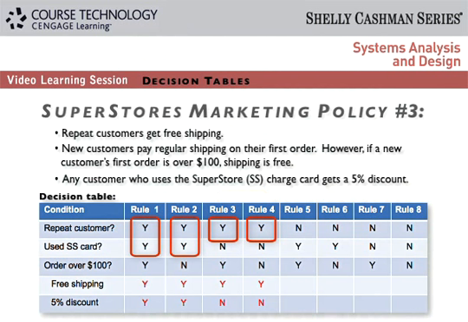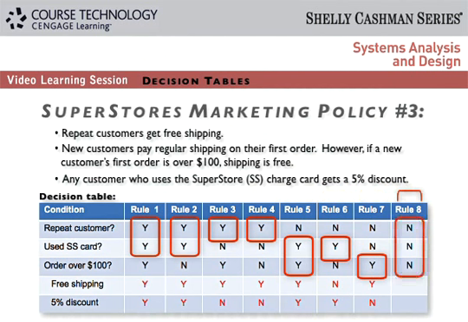The last 4 rules apply to new customers. In Rules 5 and 6, a new customer gets the 5% discount for using the charge card. In Rule 5, the order exceeds $100, so the customer also gets free shipping, but does not get it in Rule 6. In Rule 7, no charge card, but the order exceeds $100, so shipping is free. In Rule 8, not using the card and not exceeding $100, a new customer earns no incentives.